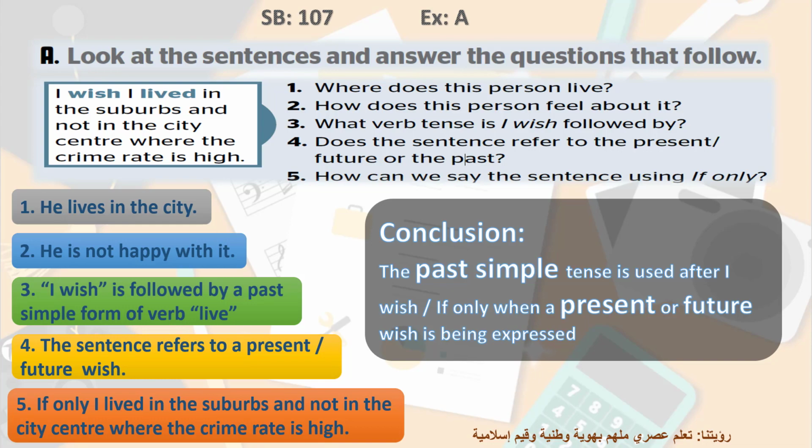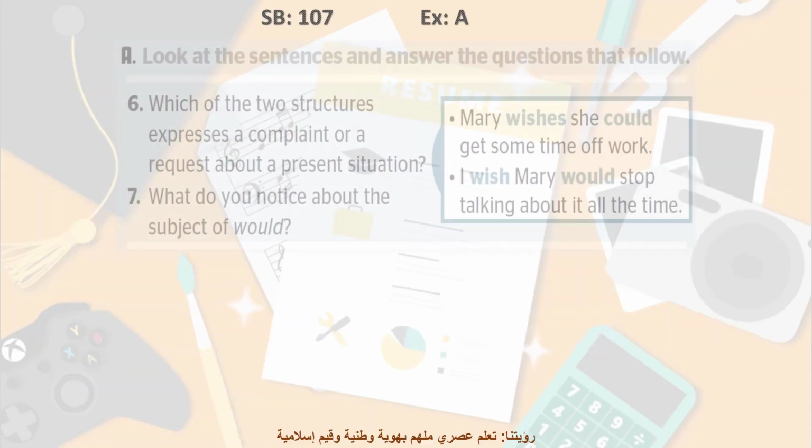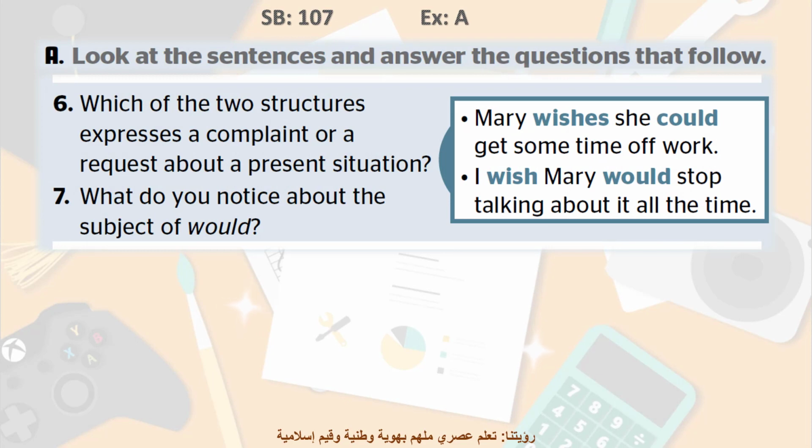Now let's move to the second part of exercise A. Here we have 2 sentences and 2 questions. Let's first read the 2 sentences. Mary wishes she could get some time off work. يعني ماري تتمنى أو ترجو لو أنها يمكنها أن تأخذ بعض الوقت خارج العمل، إجازة مثلا. Number two, I wish Mary would stop talking about it all the time.